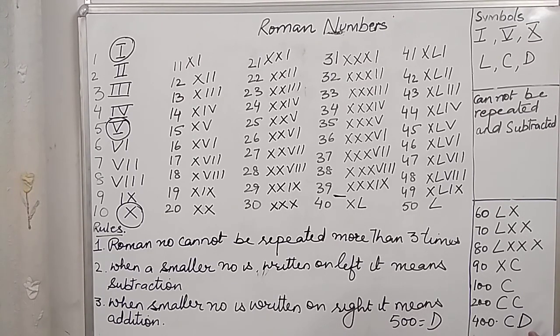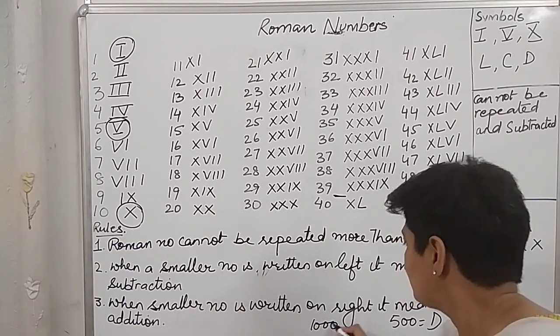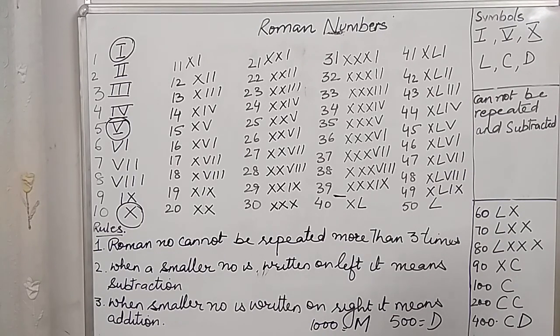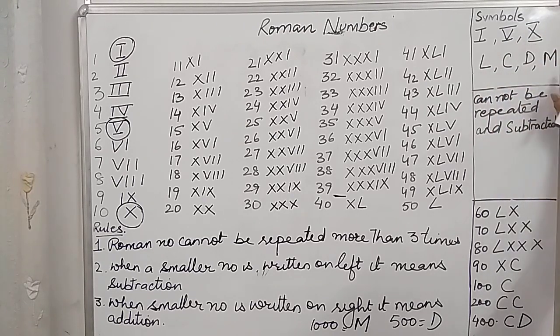Now, very simple I believe. If we are to write counting up to 1000, only one more symbol is required. And that is for 1000, M. So here we'll add another symbol. How many symbols in total for writing up to 1000? 1, 2, 3, 4, 5, 6 and 7 symbols only.